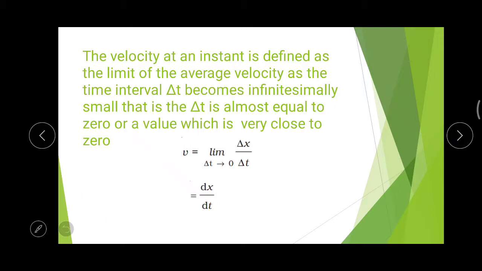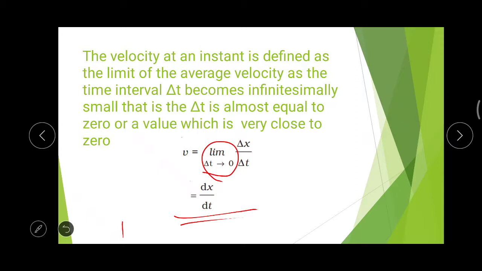In this average velocity, if you apply a limit, that is, the limit of delta t tends to 0, that means delta t is approaching 0. It is almost equal to 0 or very close to 0. In such a case, the average velocity will be expressed as dx by dt, as a differential equation.